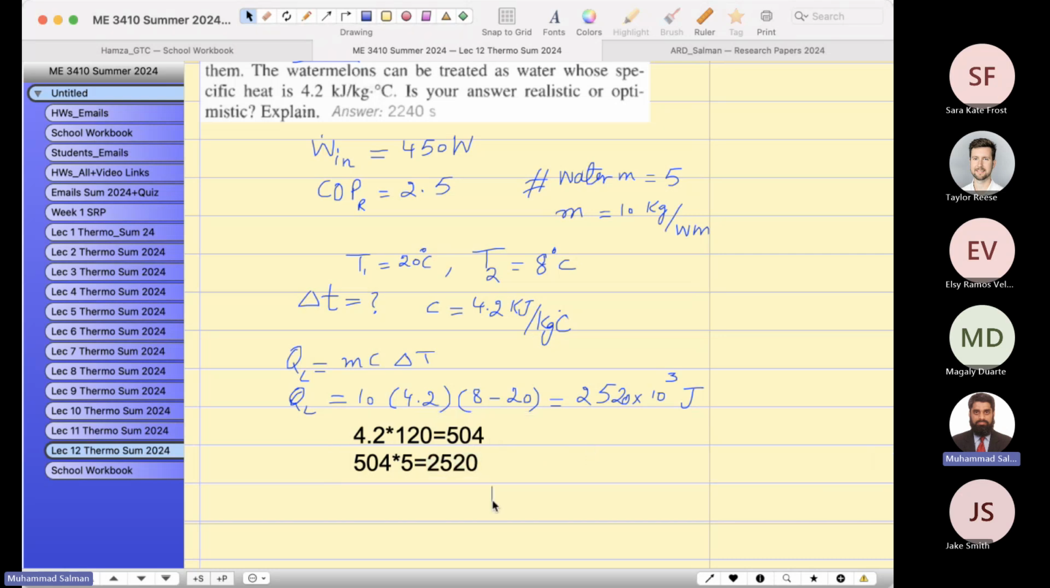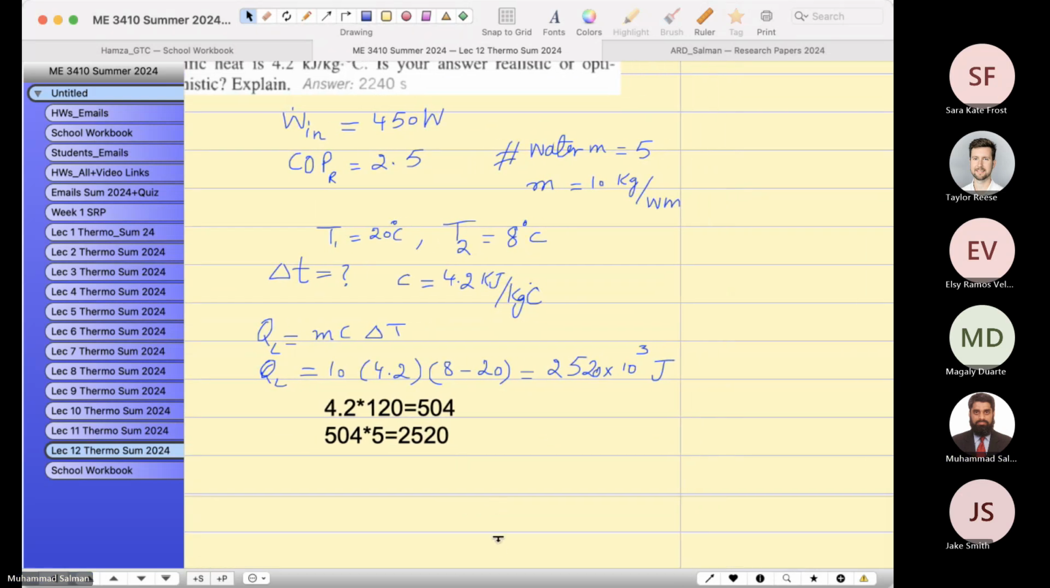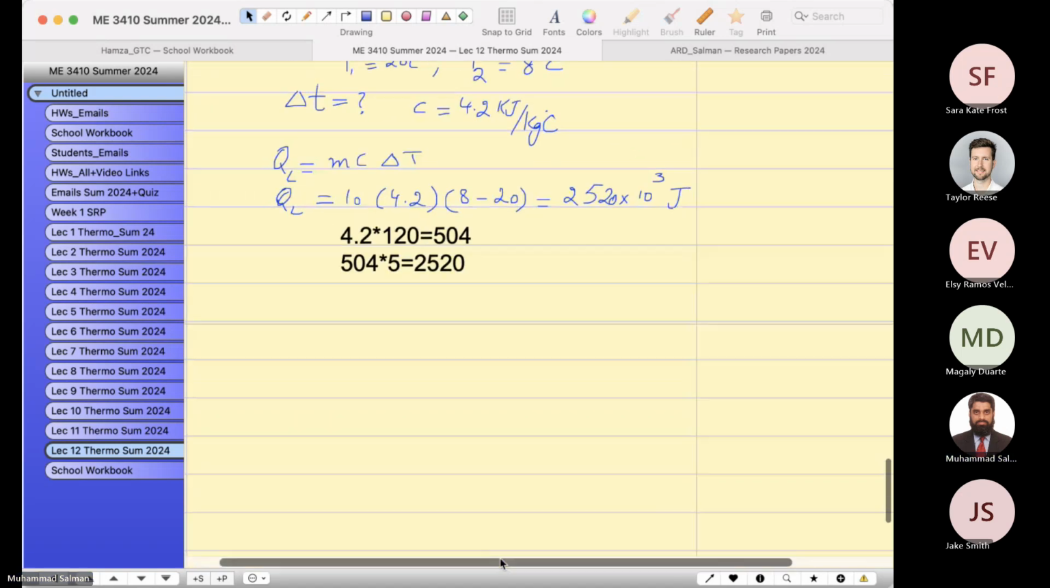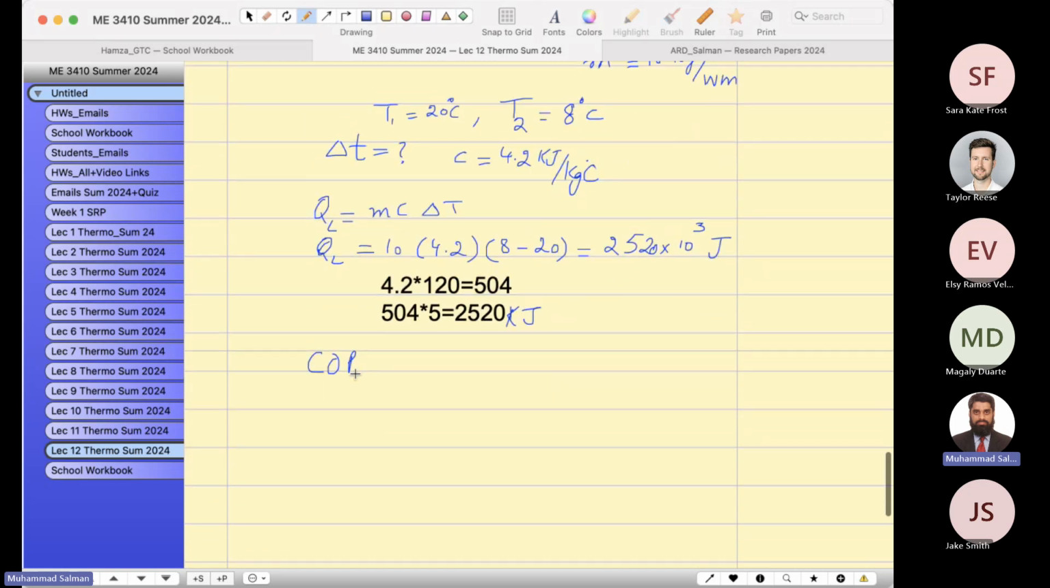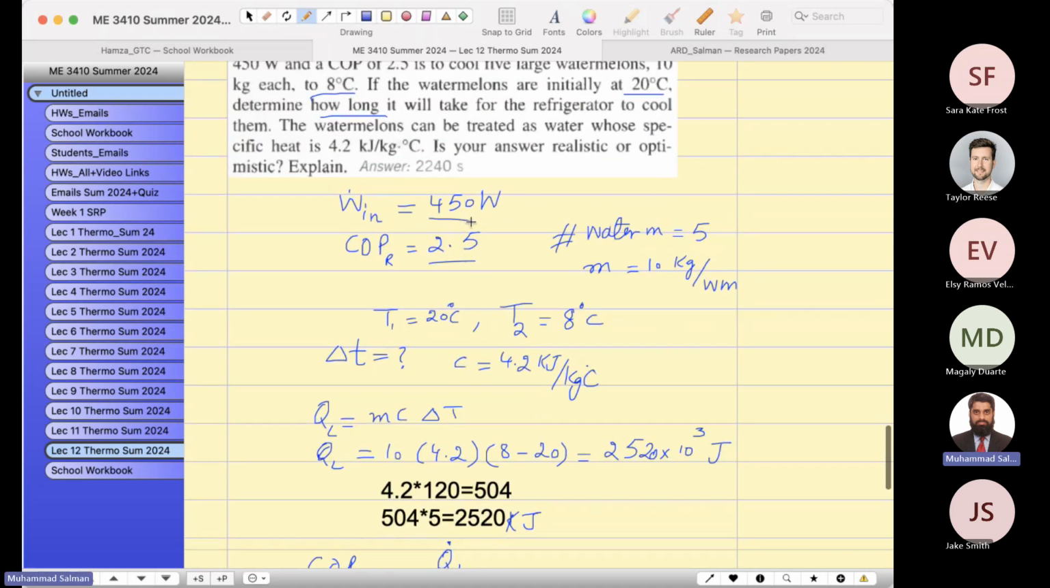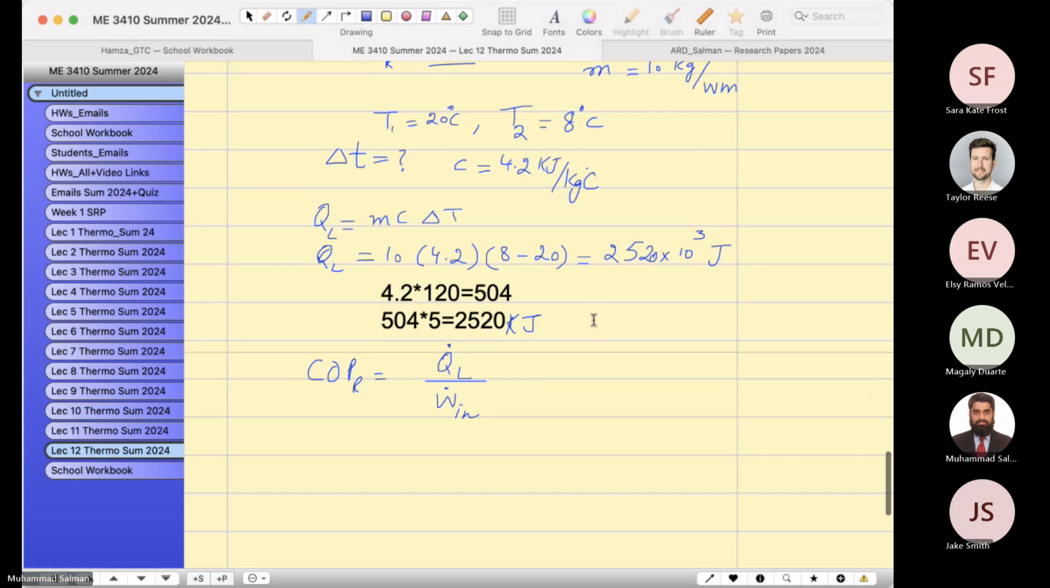So the total heat rejected out of the evaporator is this many kilojoules. And coefficient of performance of this is 2.5. This is equal to Q dot L over W dot in. And W dot in is 450 watts.